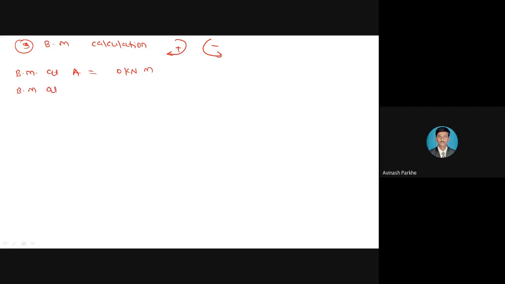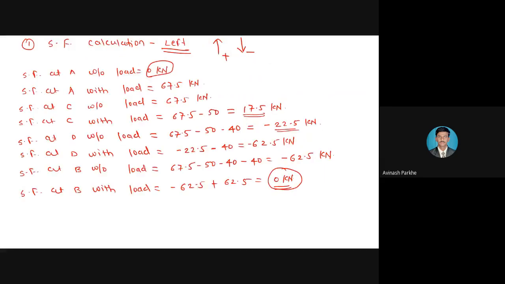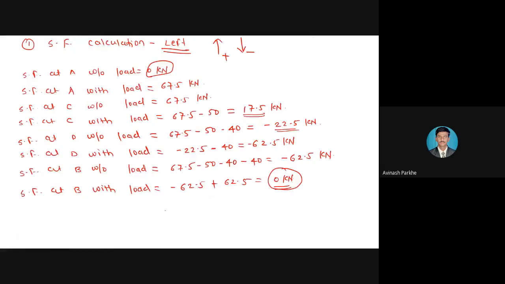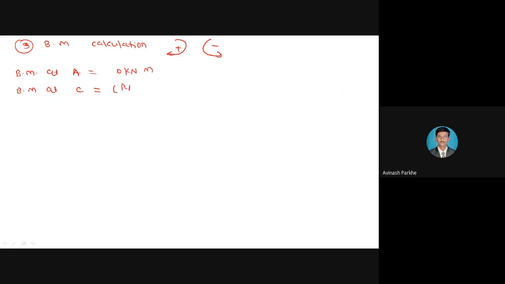BM at C. How many forces are present to the left side of the point C? Only one force is there, that is reaction, and that reaction will rotate in clockwise direction to this particular point C. Therefore, positive. RA into 2, value of RA is equal to 67.5 into 2. What is the bending moment at point C? Do the calculation. Tell me the answer. 135 kilonewton meter.